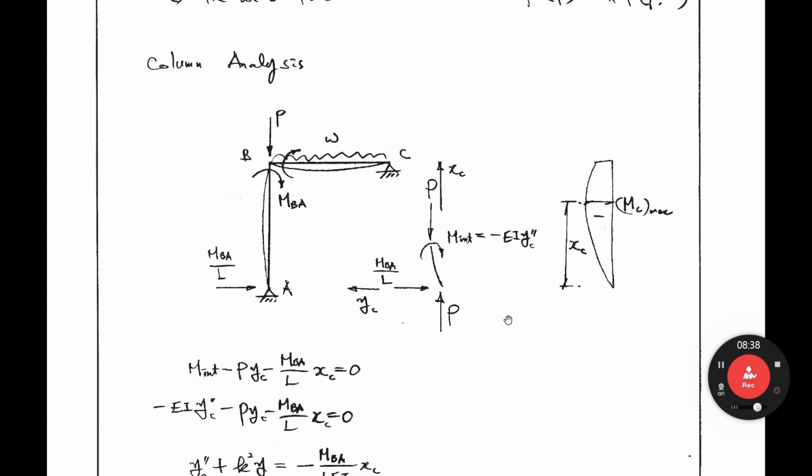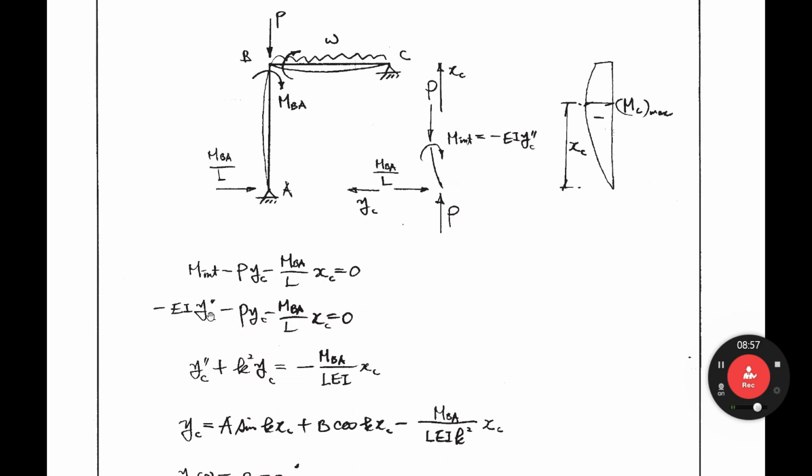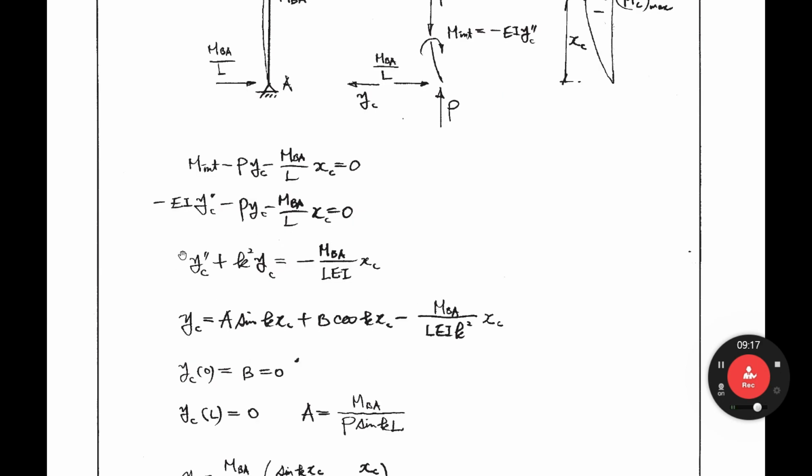If we consider second order effect like that, the maximum moment location is called XC, and then maximum moment MC maximum. From this one, we can establish the equilibrium equation, M internal minus P YC, right? Minus, due to this lateral load, MBA over L XC equals 0, M internal minus EI YC double prime, and then divided by minus EI, then we can get this equation. K square is P over EI, right? For this second order differential equation, then we can get the general solution like that.